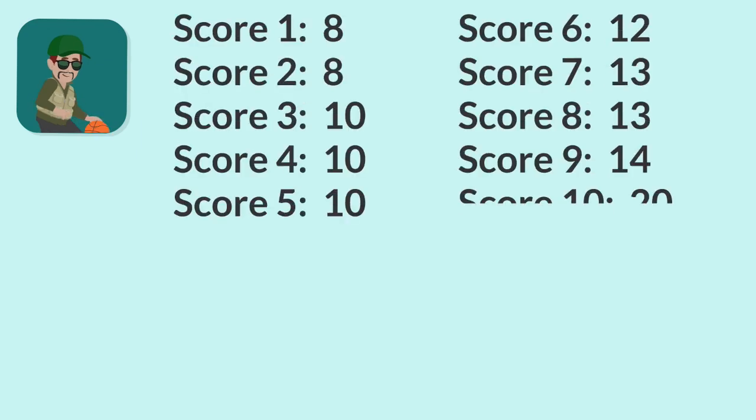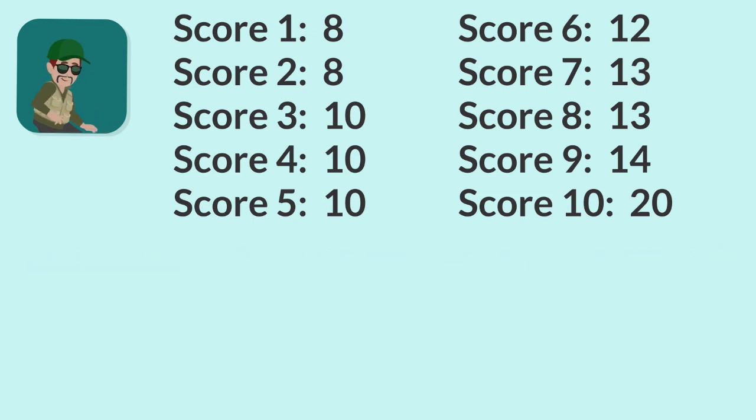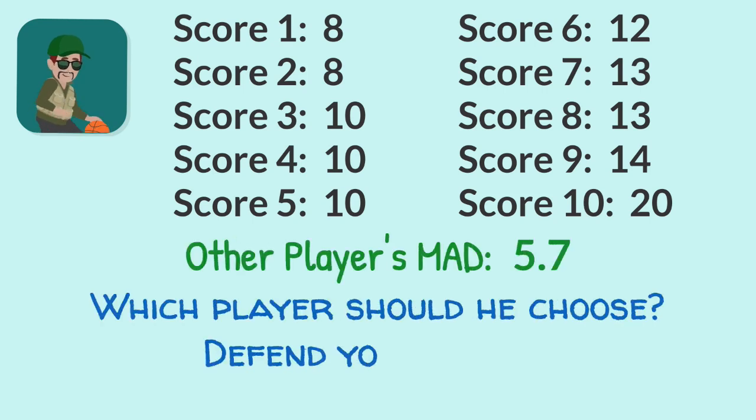Kurt loves to play basketball and plays on a local recreational team. In the last 10 games, he scored the following number of points. Does the MAD show he was consistent? If his coach has a choice to put in Kurt or another player whose MAD is 5.7 points, which should he choose? Defend your answer.